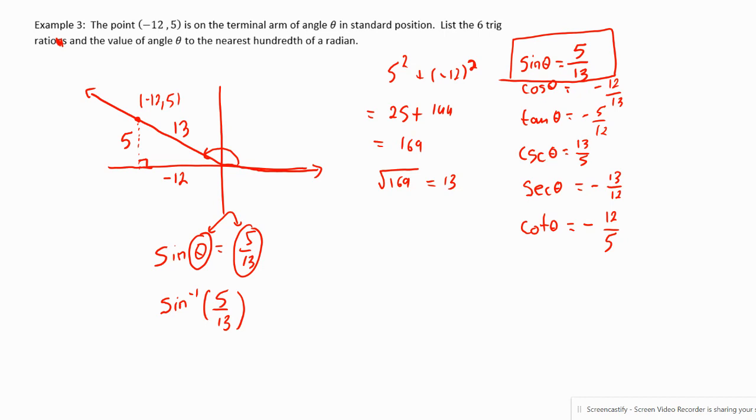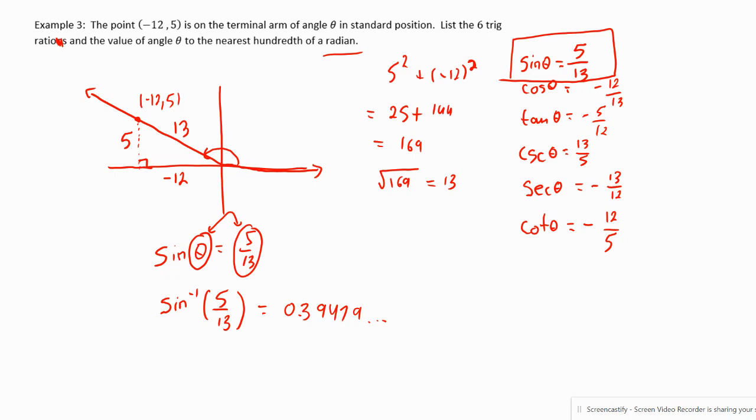In this one, we want to make sure the calculator is in radian mode because they're asking us for the nearest hundredth of a radian. I can go second sine of 5 over 13. And that gives us, I'm going to round in a second here, because we're not quite done.